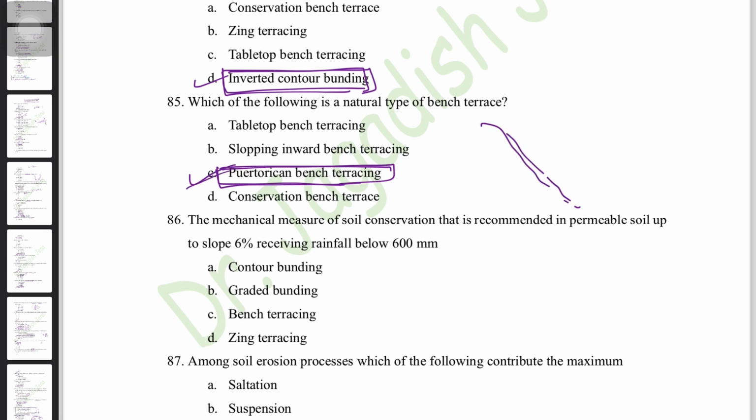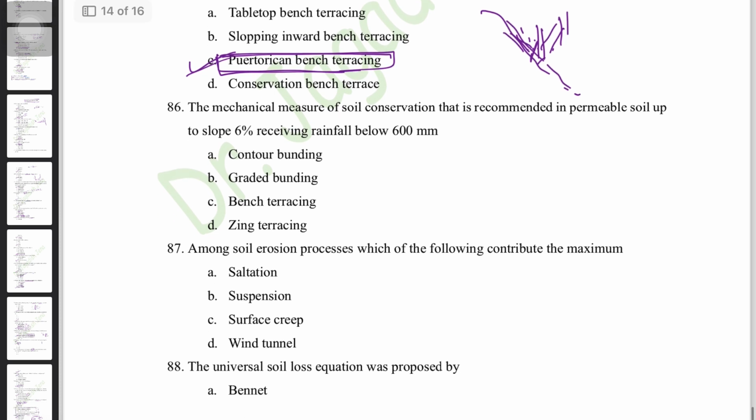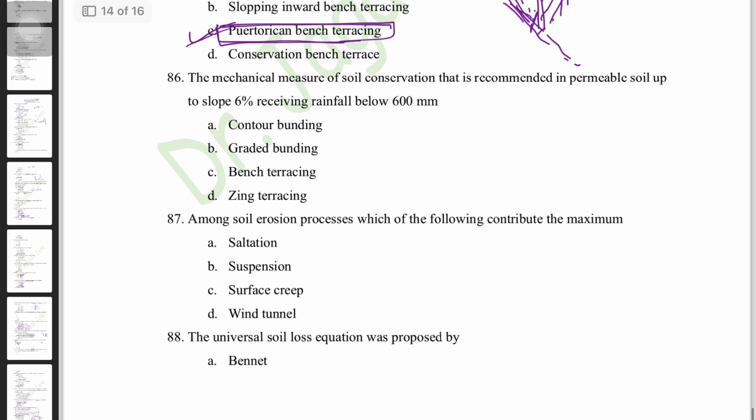So what happens here, in the slopey area, there is some plantation crop planted across the slope. So there will be deposition of the soil particles, and after deposition there will be formation of terrace. Okay, so that is a natural terrace. The mechanical measure of soil conservation that is recommended in permeable soil up to slope 6% receiving rainfall below 600 mm, that is contour bunding. Okay, we have already discussed up to 6%, that is contour bunding.